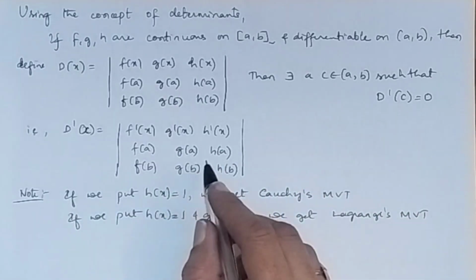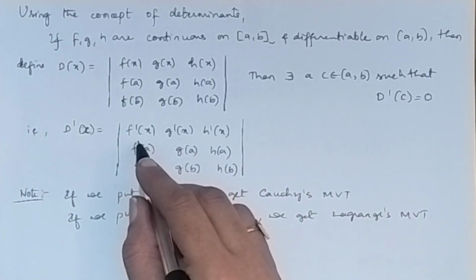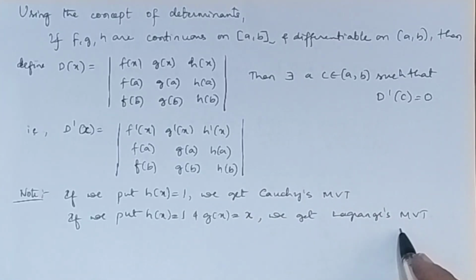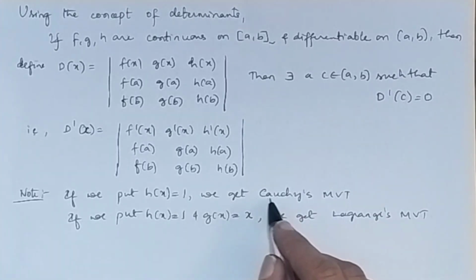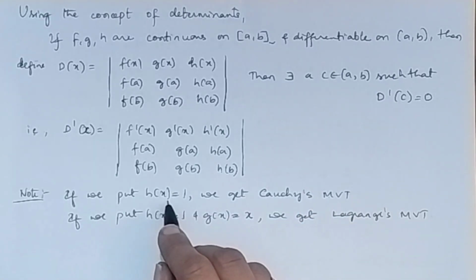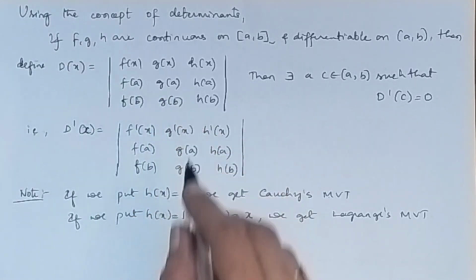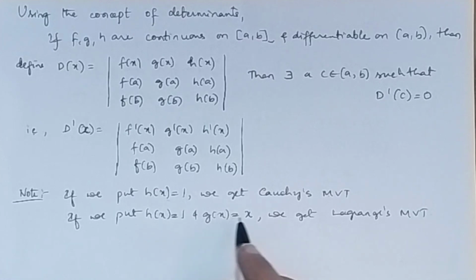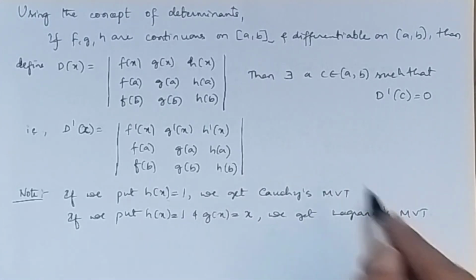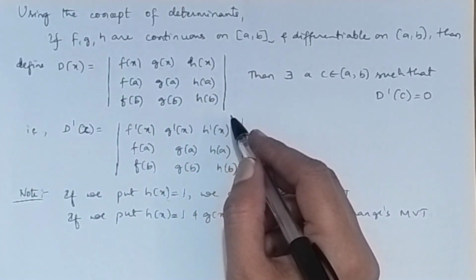You can note that if we put h of x equal to 1, we get Cauchy's mean value theorem. If we put h of x equal to 1 and g of x equal to x, we get Lagrange's mean value theorem. Because Cauchy's mean value theorem we have stated for two functions, when you take h of x equal to 1, you get it as Cauchy's mean value theorem. When you put h of x equal to 1 and g of x equal to x, then we will get Lagrange's mean value theorem. And if you have three functions, then you can go with the concept of determinants to evaluate the value of c.